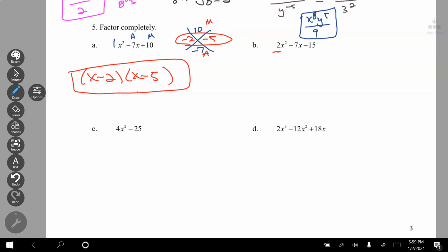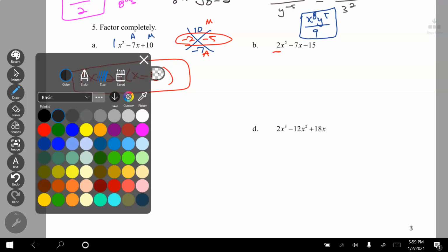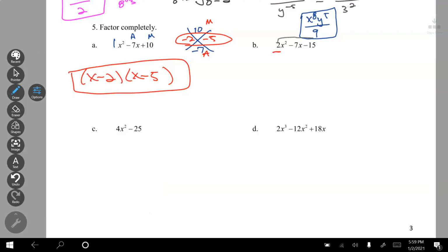Okay, it's a little bit harder when you have a 2x squared. I have to pay attention to this 2. So because of this 2, I have to multiply the first and the last, and that gives me a negative 30 on top, and this guy is still negative 7. So I need two numbers that multiply to this and add to that, and I'm going to say 3 and negative 10.